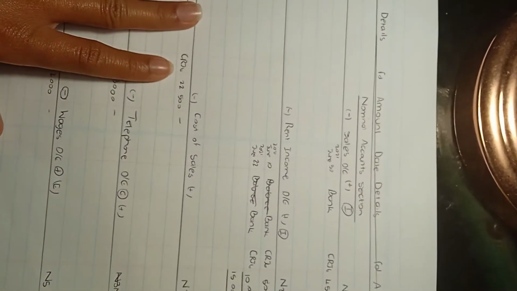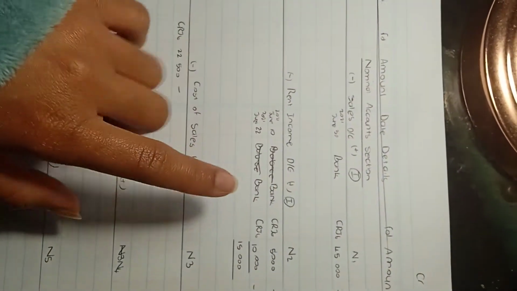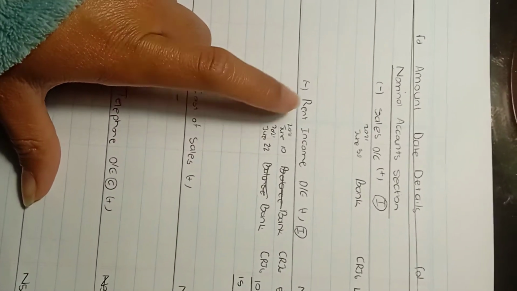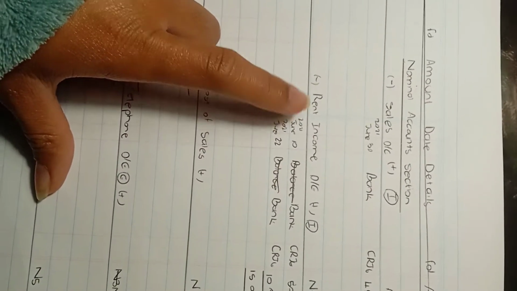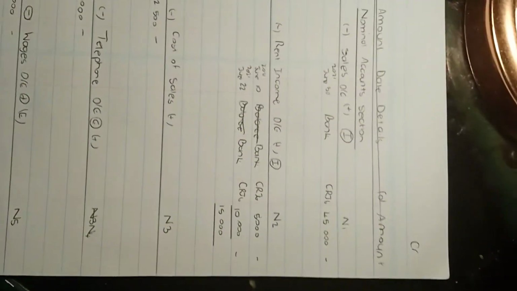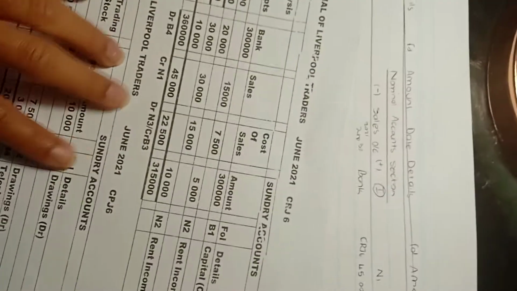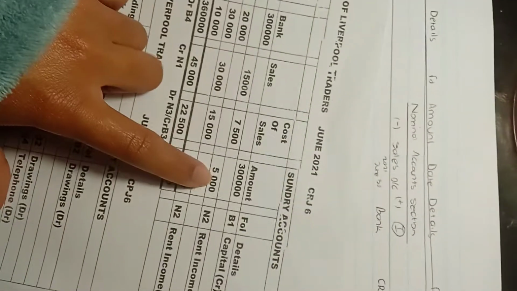So rent income, and yeah, it's income for the business, so it will be on the credit side, the increase side. The month is 2021 June, and the date it was transacted was the 10th. The details: bank. You received the rent income and it was deposited into the bank afterwards. We found the rent income in CRJ6, and the amount there is 5,000.